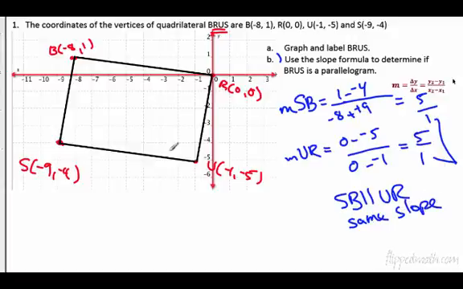All right, now you have to do the other two. So you have to do all four. We did these two. We did that one and that one. We found out they're parallel. Ta-da! Everybody's happy. Now do the other two. See if they're parallel. I think you'll find out they will be parallel.